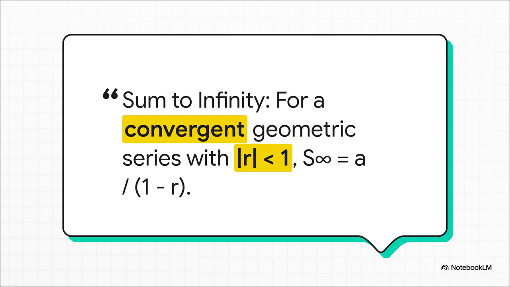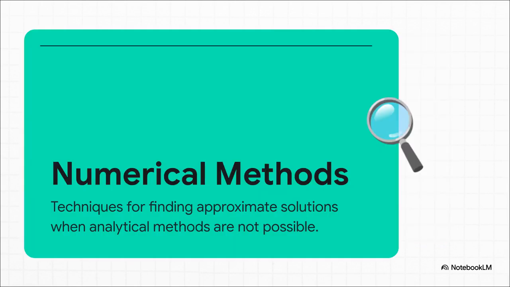And this right here, this is such a cool mind-bending idea that you can add up an infinite number of things and still get a finite, sensible answer. But, and this is the crucial part, remember the condition. The magnitude of that common ratio r has to be less than 1 for the series to actually converge to a number.